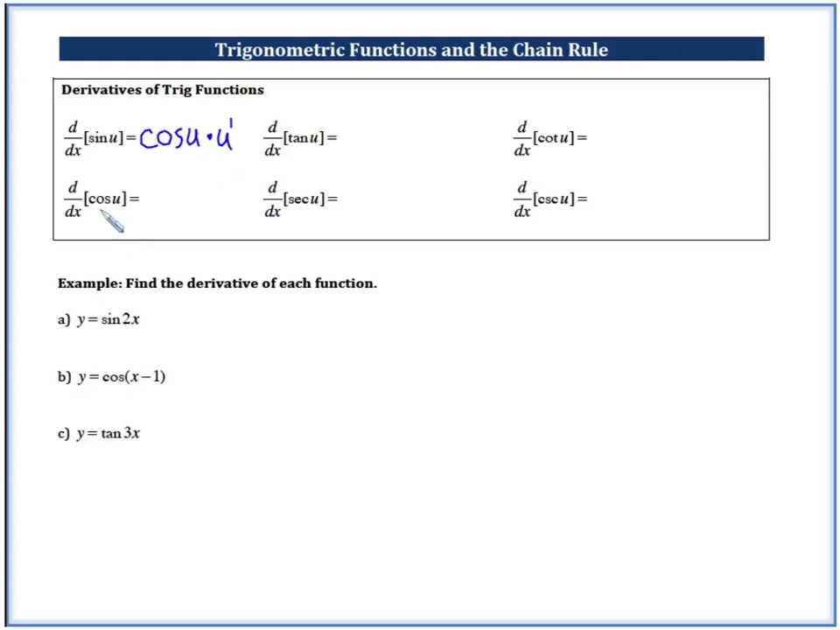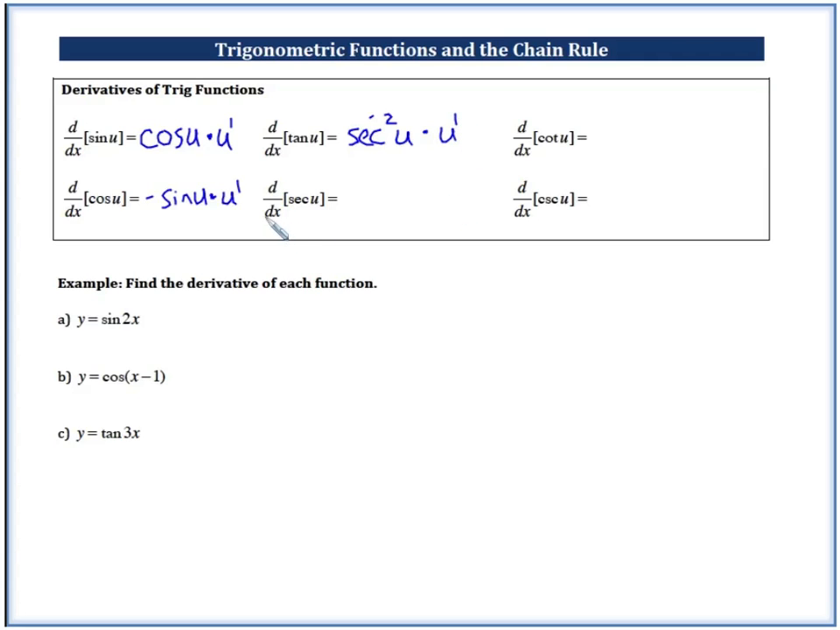So we can apply that same knowledge here. The derivative of the cosine of u, so notice this is an x down here and this is a u, we're going to get negative sine u times the derivative of that function u. Okay, so it's negative sine u times u prime. For tangent, the derivative with respect to x of tangent of some function, we're going to get secant squared u times the derivative of u.